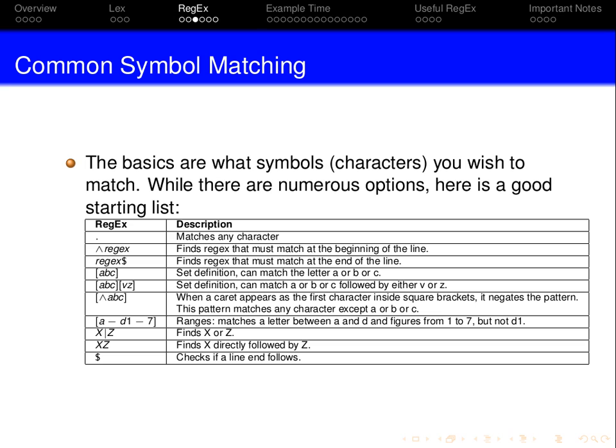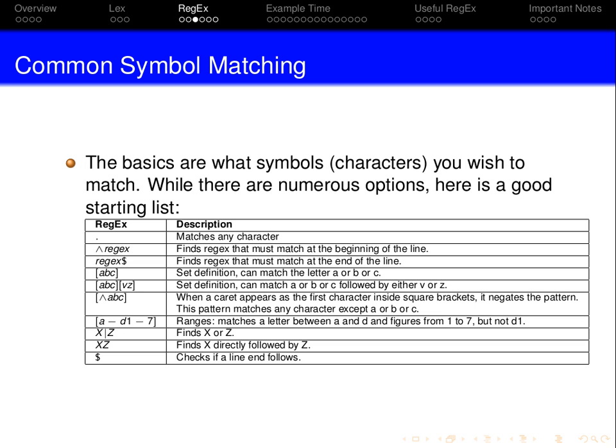So regex, there are numerous options. Here's a good starting list, something to start with. Dot matches any character. Keep that in mind, so anything can be a dot. A caret followed by regex means it must be at the beginning of the line. So the line must begin with this regex. Then regex followed by $ finds regex and matches at the end of the line. So you've got beginning and end. Of course, if you want the whole line to be something, you put the caret, regex, $, and then the whole line has to match that in order for it to work.